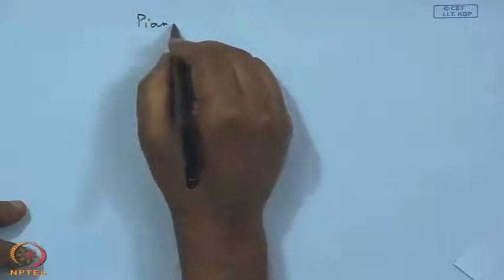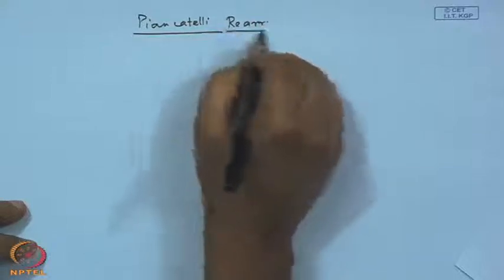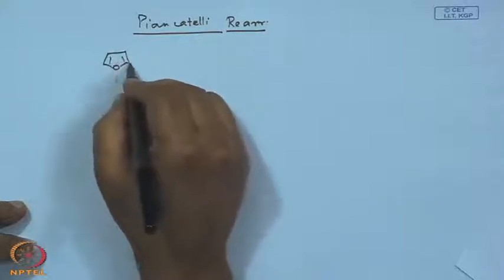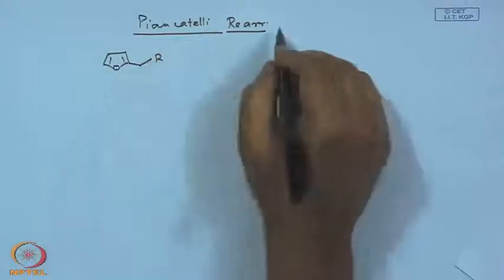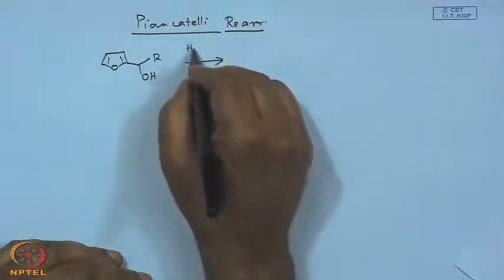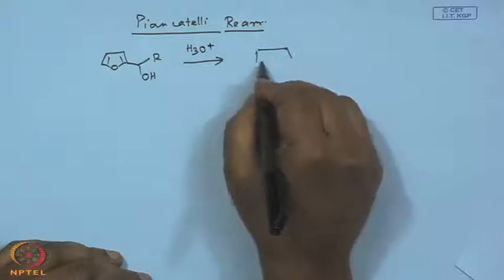So, in any case, since Achmatowicz has been covered before, let us take the Piancatelli reaction. The Piancatelli reaction we have already told about. So what we have to find out is the reaction mechanism. The starting material is this hydroxy alkyl furan, and the reagent, you have to remember, is just a dilute acid, and so I am just rewriting.